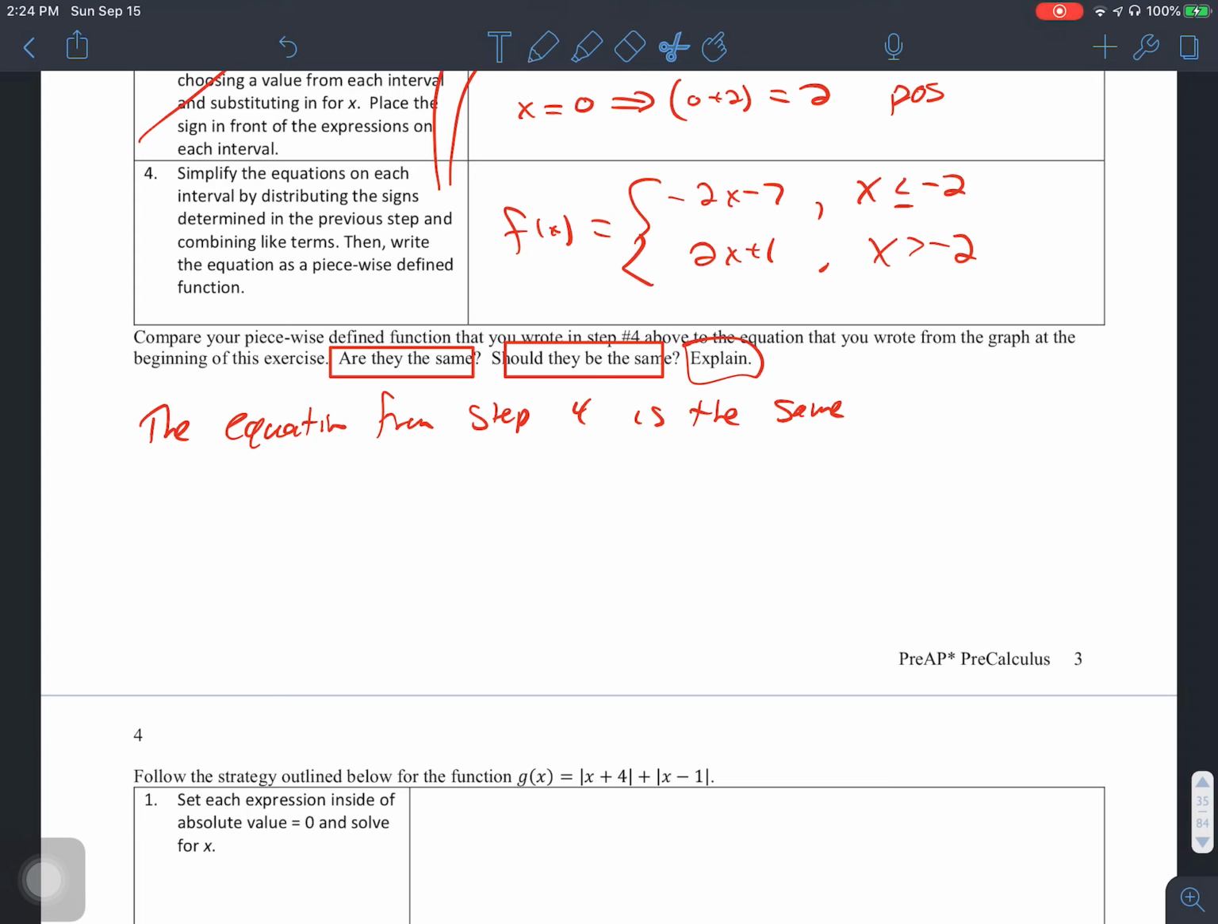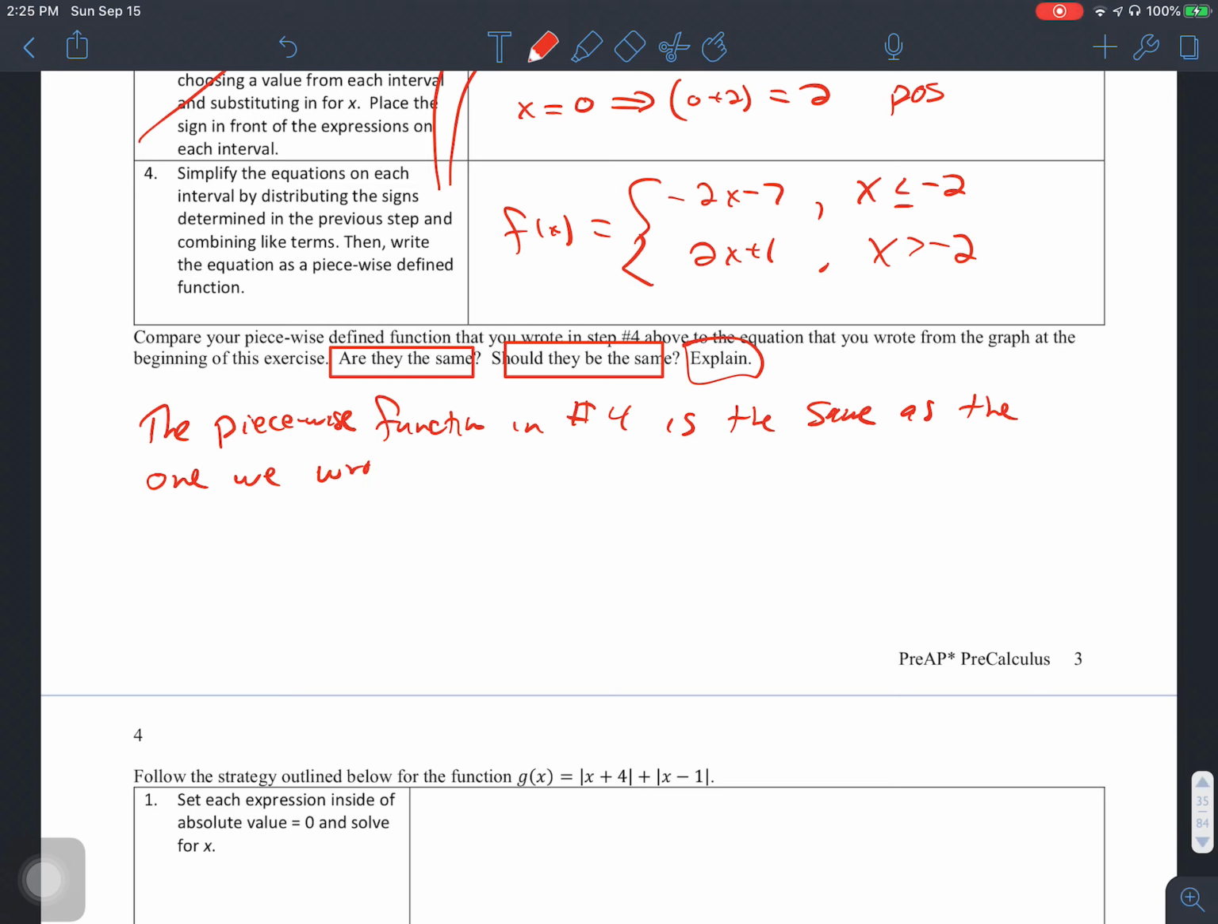You know what? I don't want to say equation. I'm sorry. So let's compare the piecewise defined functions. The piecewise function in step 4 is the same as the one we wrote at the beginning.